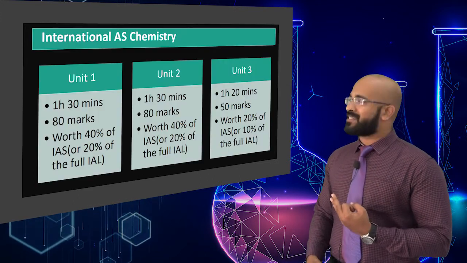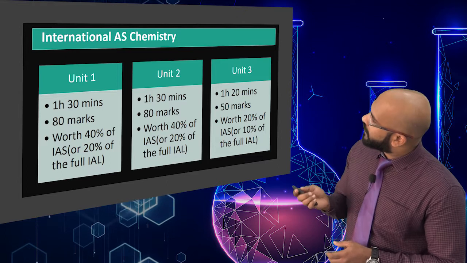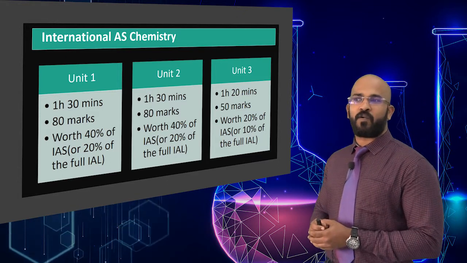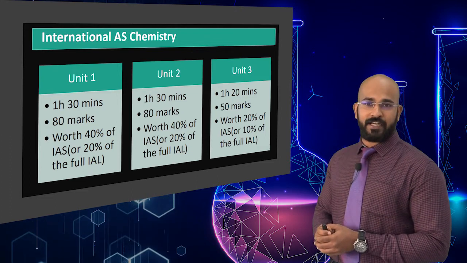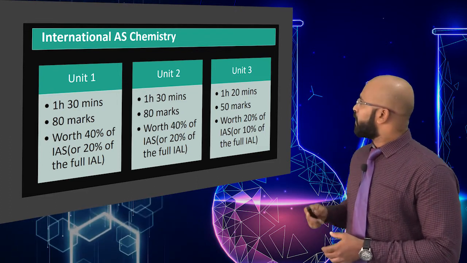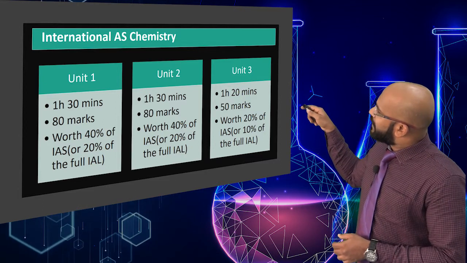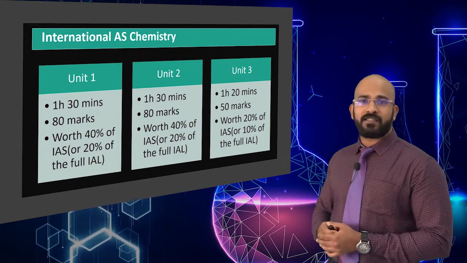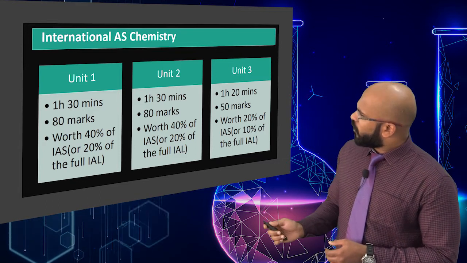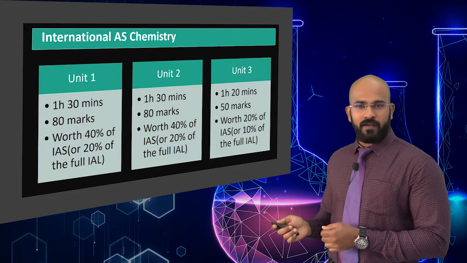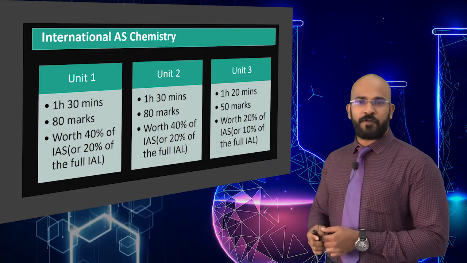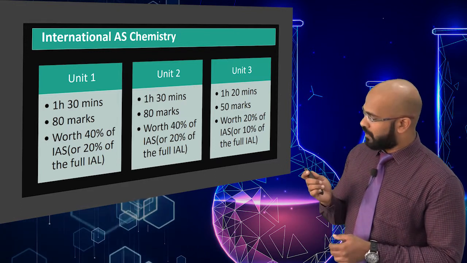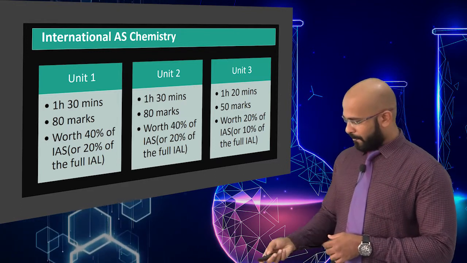So there will be 3 exams you will be sitting for in grade 11: Unit 1, 2 and 3. Units 1 and 2 are for 1 hour 30 minutes with a total of 80 marks. For Unit 3, the total time will be 1 hour 20 minutes and the marks 50. 40% of Unit 1 plus 40% of Unit 2 and 20% of Unit 3 makes the total mark in IAS.